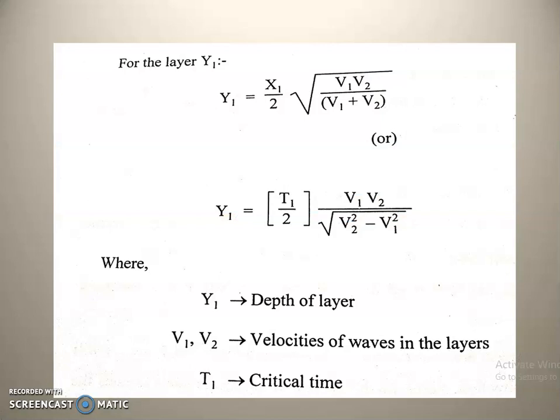Anyhow, we'll be calculating this by using the formula. So the depth of the different layers such as clay, gravel, silt, hard rock are calculated as follows using this formula, where y1 is the depth of the layer, v1, v2 are the velocities of waves in the layers, and t is the critical time. With this we can calculate these, so we can explore the soil. Thank you.